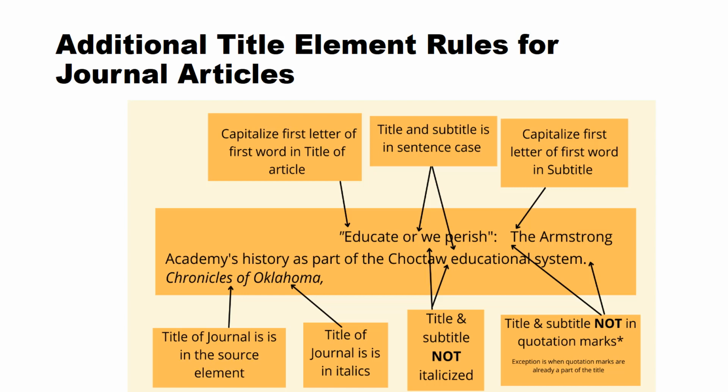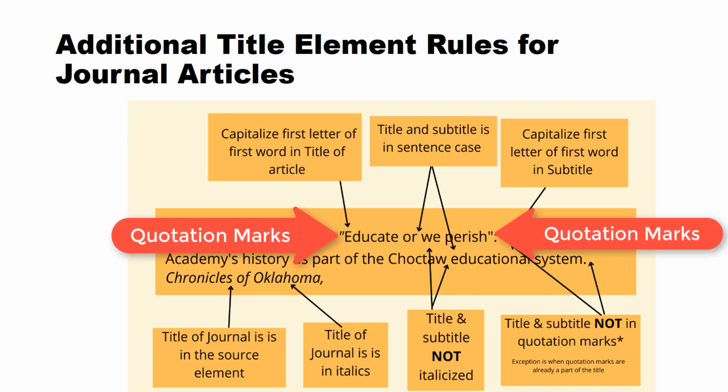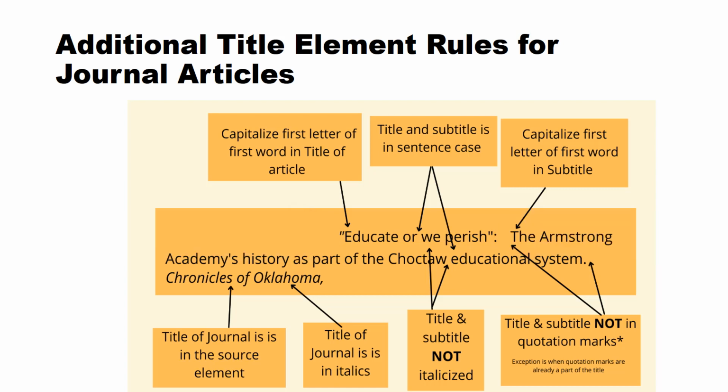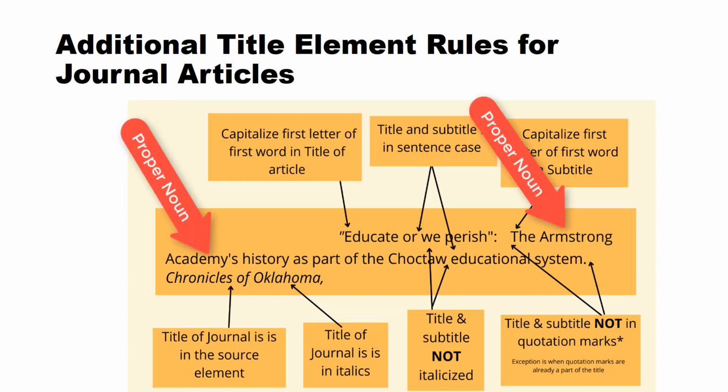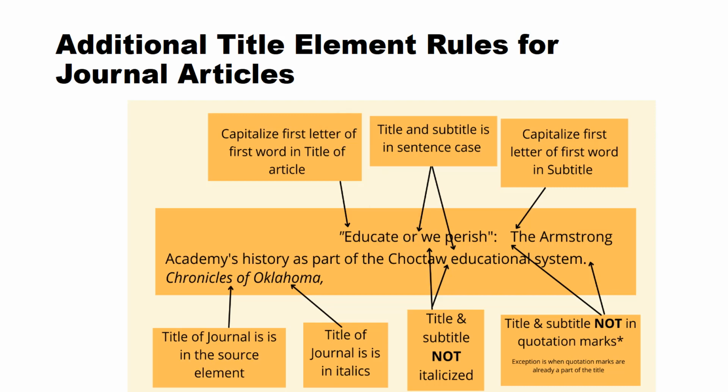And another thing that is shown here is that sometimes the title of an article may be in quotation marks in the original article, and that's the case here. Educate or We Perish was in quotation marks in the title in the journal itself, and so we have to put that in here. Another thing is that if there are proper nouns in the title, then those need to be capitalized. So example here, Armstrong Academy is a proper noun, and so is Choctaw, so those need to stay capitalized.